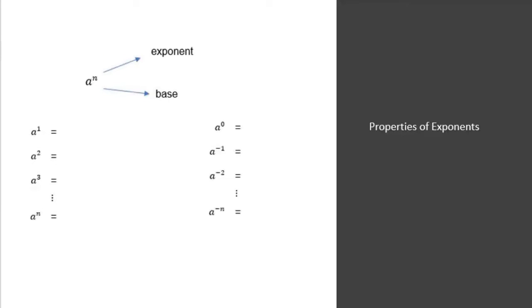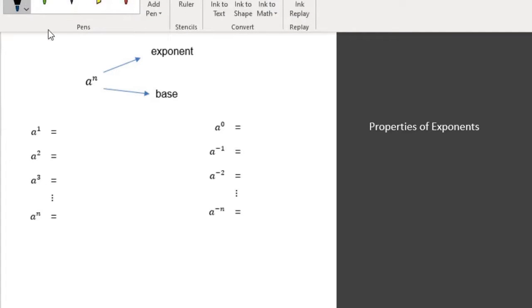Here we have a to the power of n. Because a is being raised to the power of n, we call a the base, and the n is our exponent. We just don't know what number it is yet. Let's have a look at a couple examples.